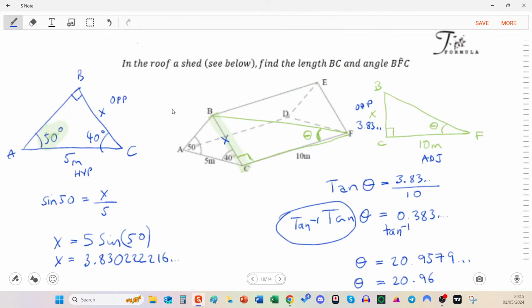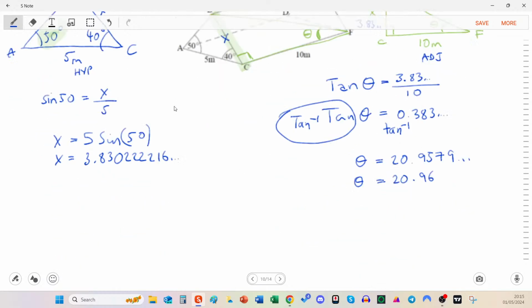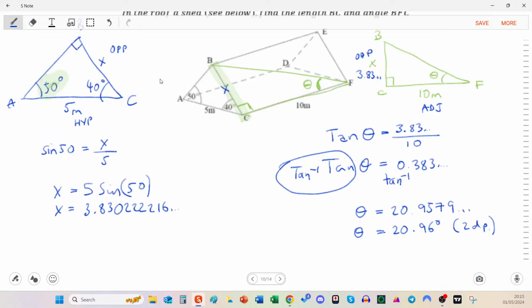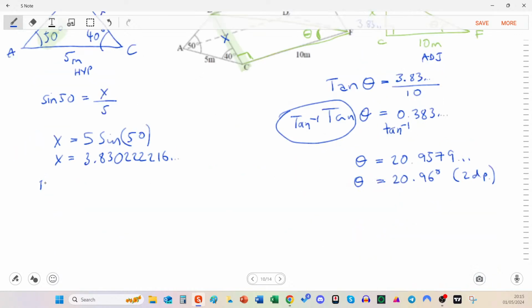Does it say how much we need to round it to? No, but we'll round it here to 20.96, because otherwise it's a difficult rounding job and it becomes too rounded. And this is degrees to 2 decimal places. And we no longer need this full on the length x, which is in fact what we were asked to find, BC. So we're going to call it BC.